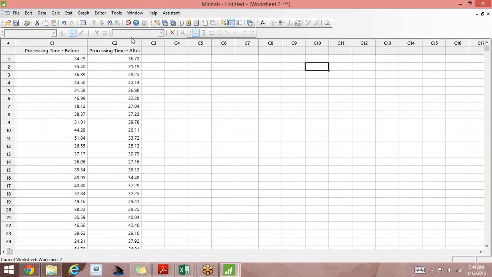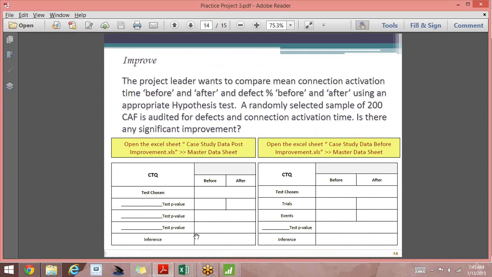There has been a significant improvement from processing time before and after. If there is a significant improvement, that means both the means should be different. And that is what is happening here. So you mentioned that the p-value is 0. What is the inference? You'll say that yes, after improvement, there is a significant change in the mean. Right, Anuj? Similarly, for number of defects also, you perform that.